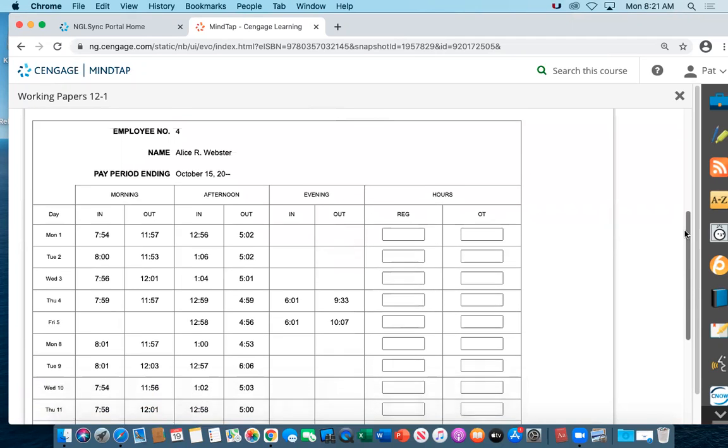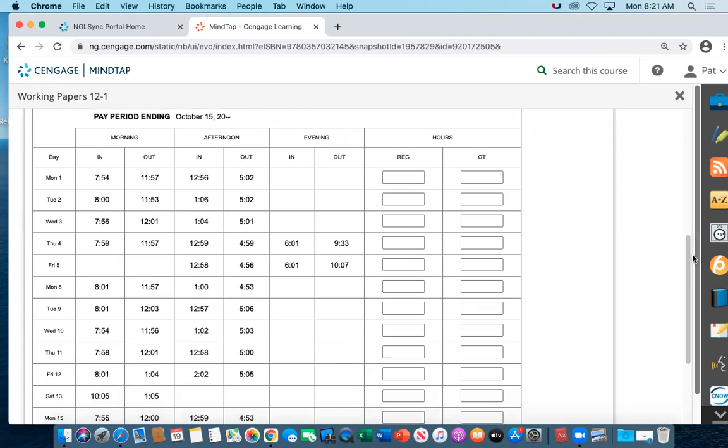So here's her name, employee number, pay period. So they have all the information that a company might be giving and providing on their employee. So Monday, they got there at 7:54. So we round up to 8, right? They cleared out at 11:57. So you round up to 12. And then we do the same for the afternoon, rounding from 1 to 5. So that's regular hours of 8.